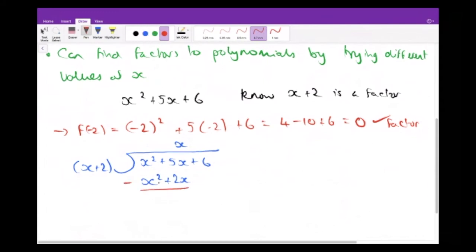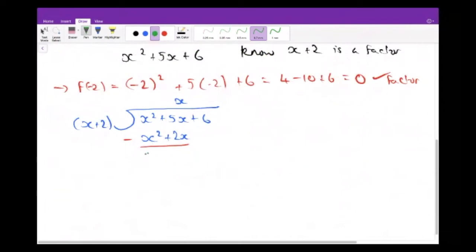So what you want is to get a 0 in all your terms, and then you've got it exactly right. And we end up with plus 3x here. Now you've also still got the plus 6. Now for the 3x, we always just look at the x term. So I need 3 lots of x plus 2, and that's going to be 3x plus 6. And again, when I subtract, I get 0 here and 0 here. Remember that we subtract the whole thing, so the minus applies to both terms.